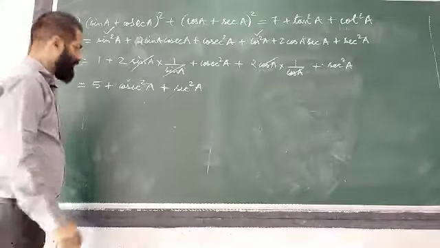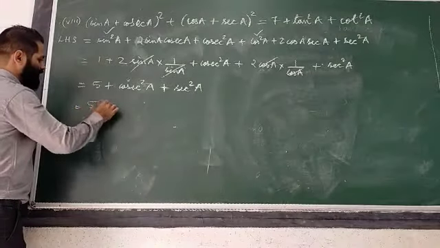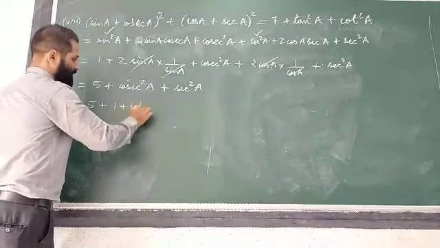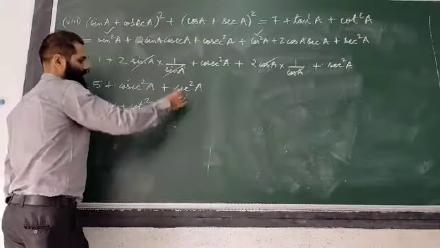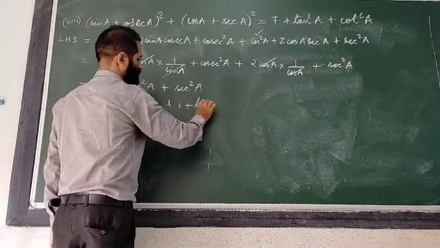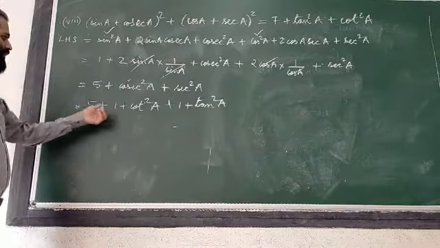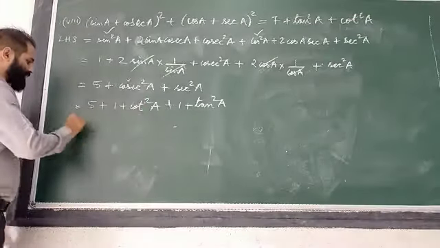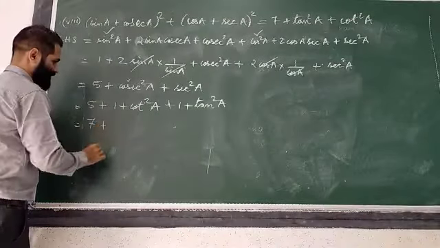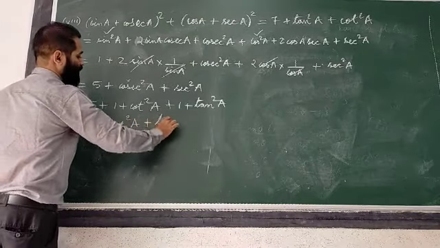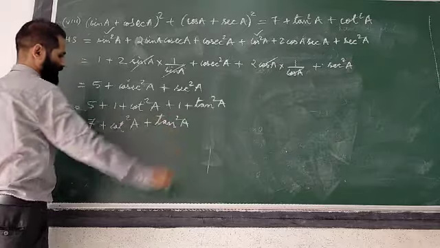Yes. So we can write 5 plus, this cosec square can be written as 1 plus cot square A, plus, and sec square can be written as 1 plus tan square. Is it clear to everyone? Now 5 plus 1, 6, 6 plus 1, 7. And finally we got 7, and this is cot square A plus tan square A. We got our answer.